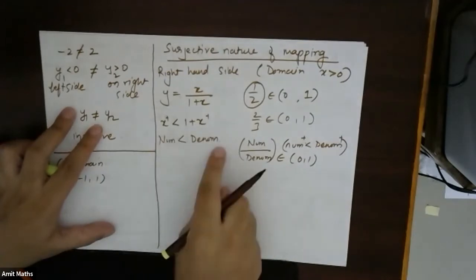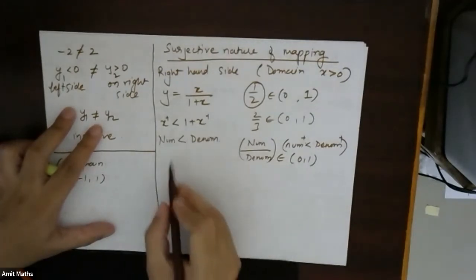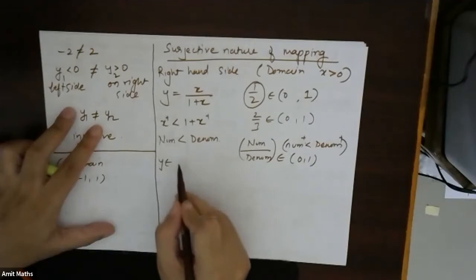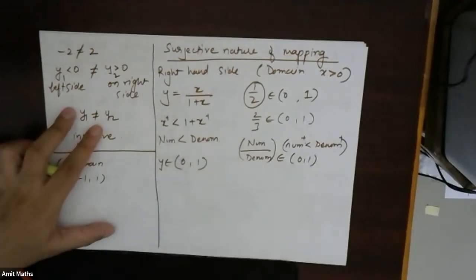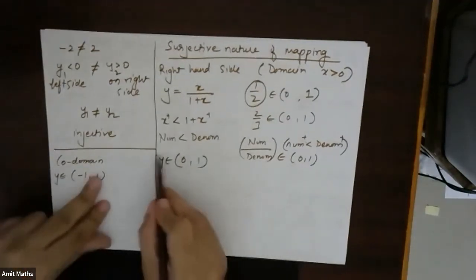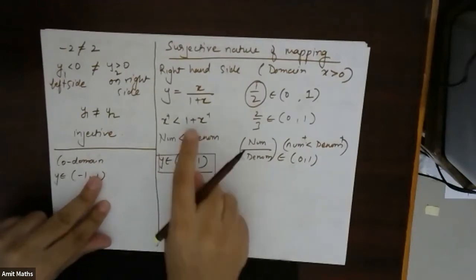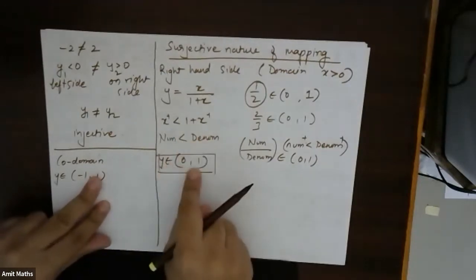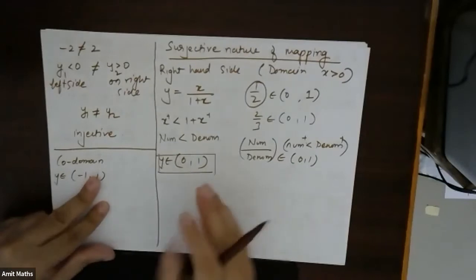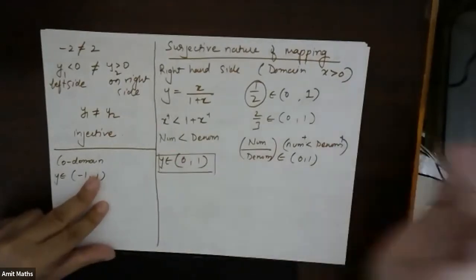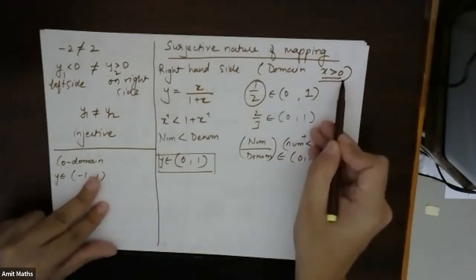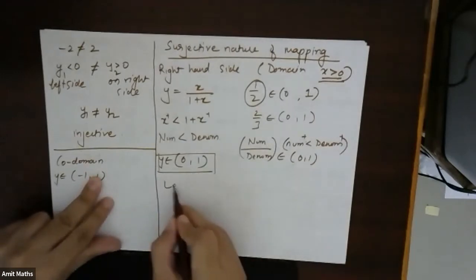If numerator is always less than denominator, then y will always lie in which interval? 0 to 1. Right, this is okay. If numerator is less than denominator, then y will always lie between 0 to 1. This is on the right side of the domain, that is x greater than 0. Now I'll check for the left side of the domain.